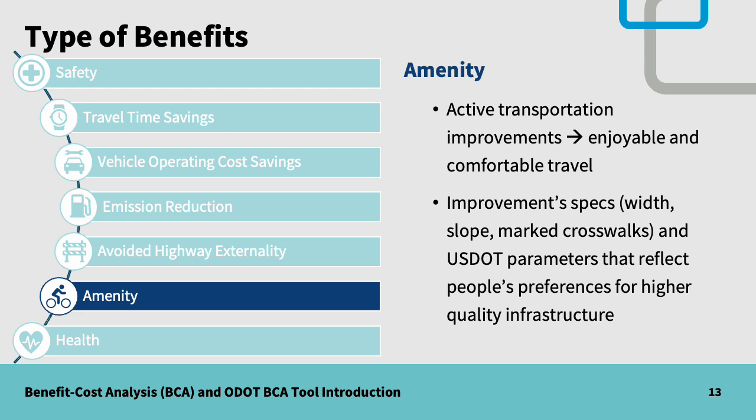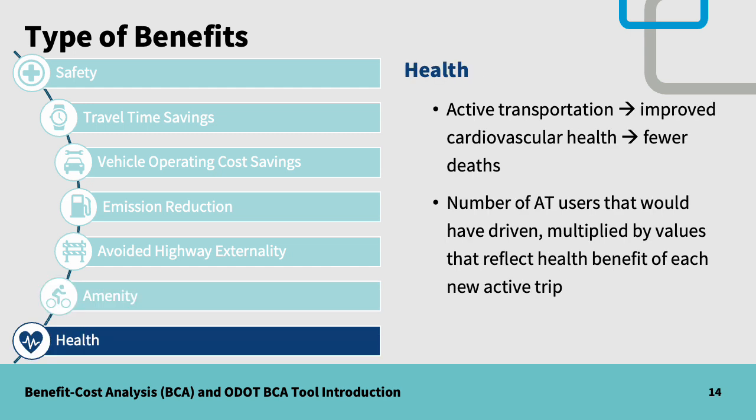Amenity. We must also consider that walking and biking can be a nicer experience for people. Better walking and biking environments, like wider sidewalks or marked crosswalks, make travel more enjoyable and accessible. We value this based on people's observed preferences for higher quality infrastructure. And finally, health. More active travel and less sitting in a car means better cardiovascular health and ultimately lives saved.